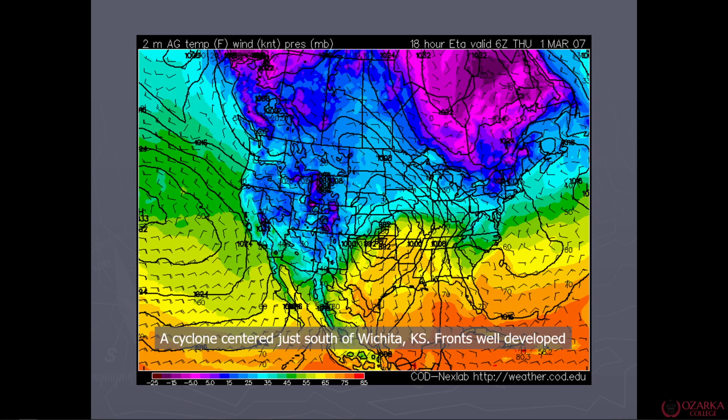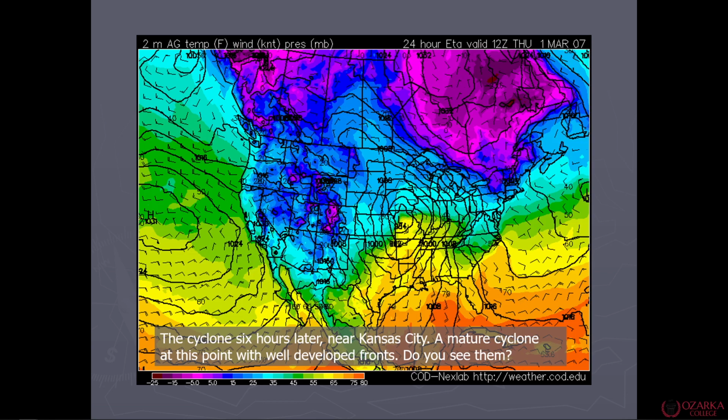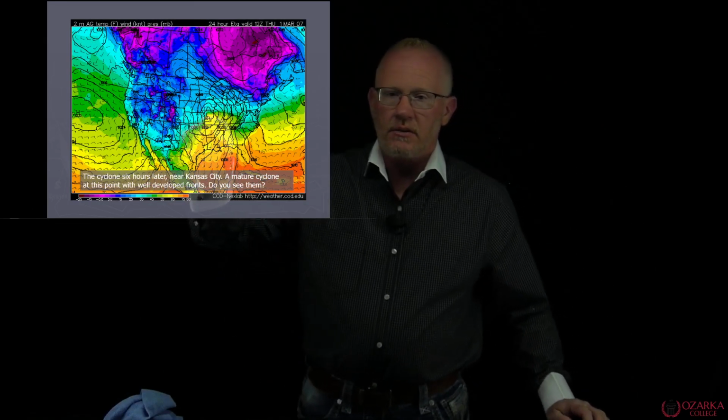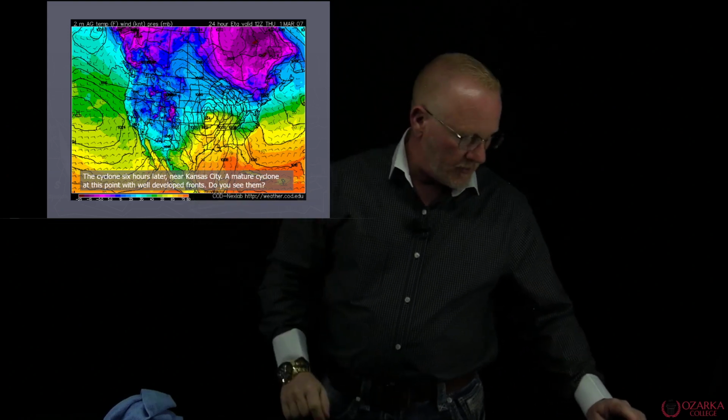Now, a cyclone center just south of Wichita, Kansas, fronts developed. This is a weather product that you will be able to look at on ForeFlight and 1-800-WX-BRIEF and stuff like that. But this shows wind movements, temperatures, and things of that nature. Now, here's the cyclone 6 hours later, and it's located near Kansas City, Missouri. So I'm going to flop this over. So Kansas City, Missouri is located right in here, okay?